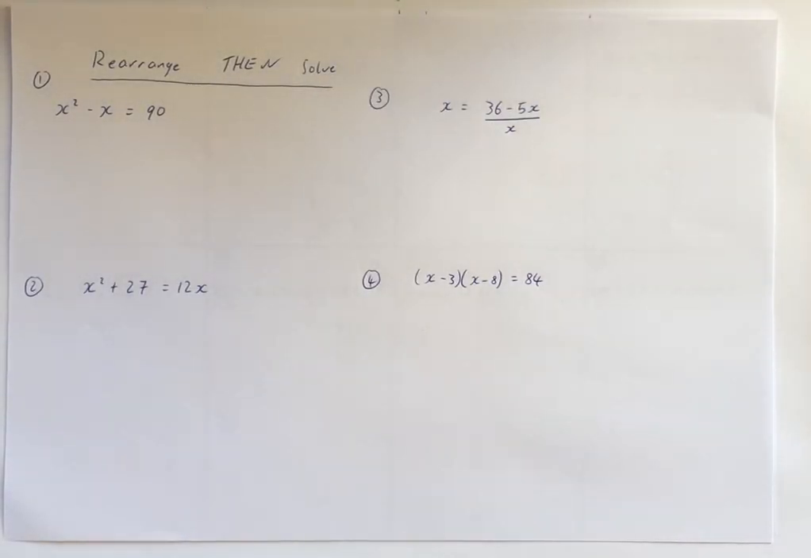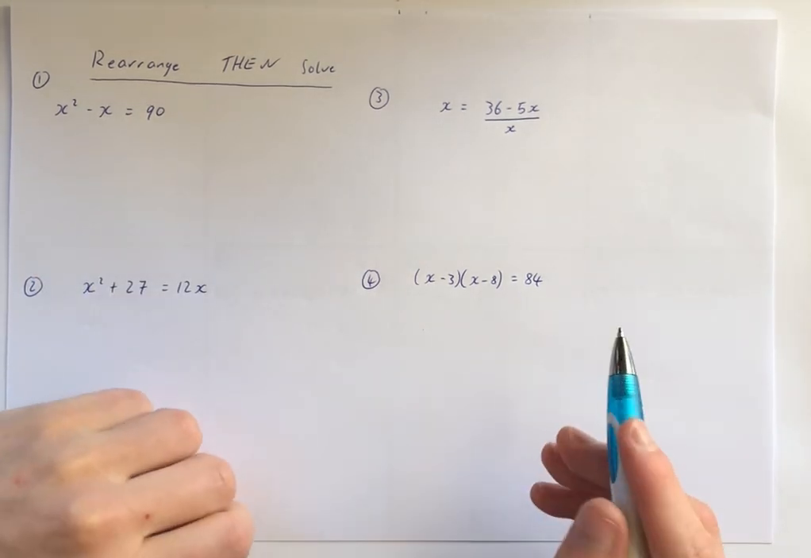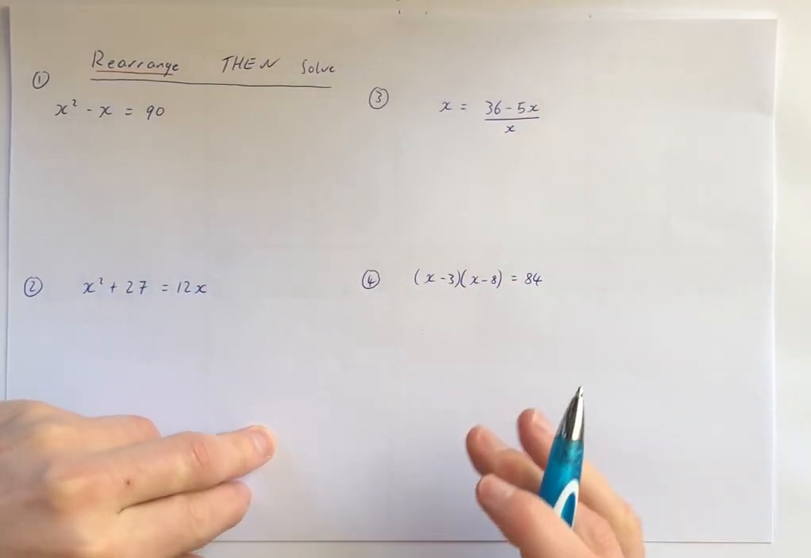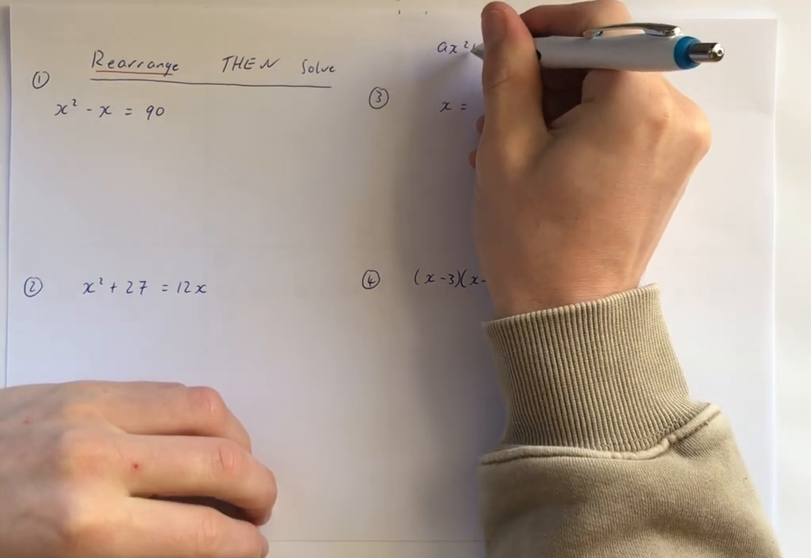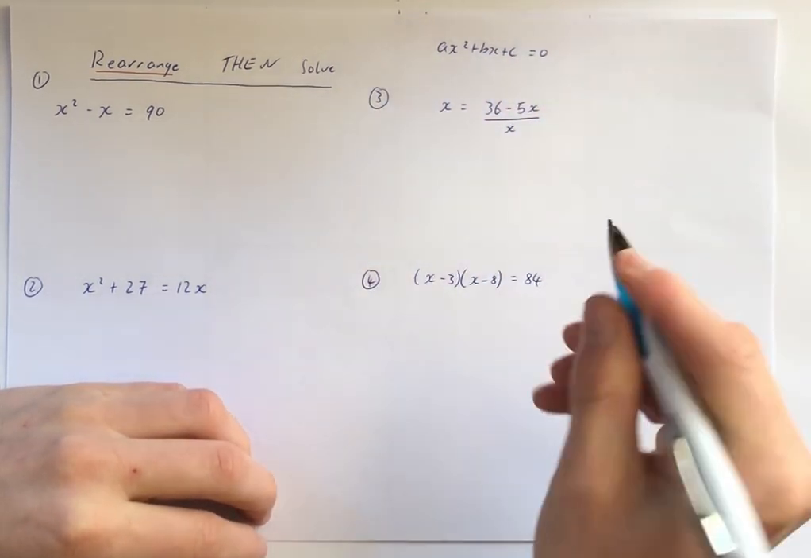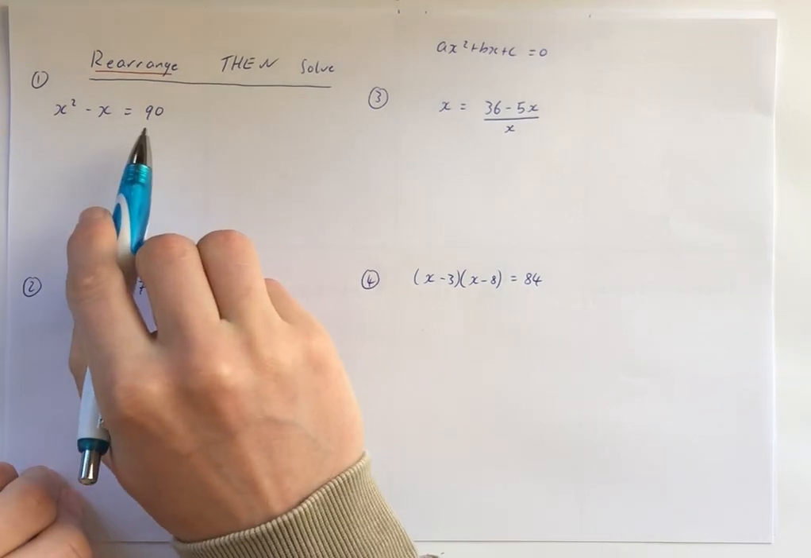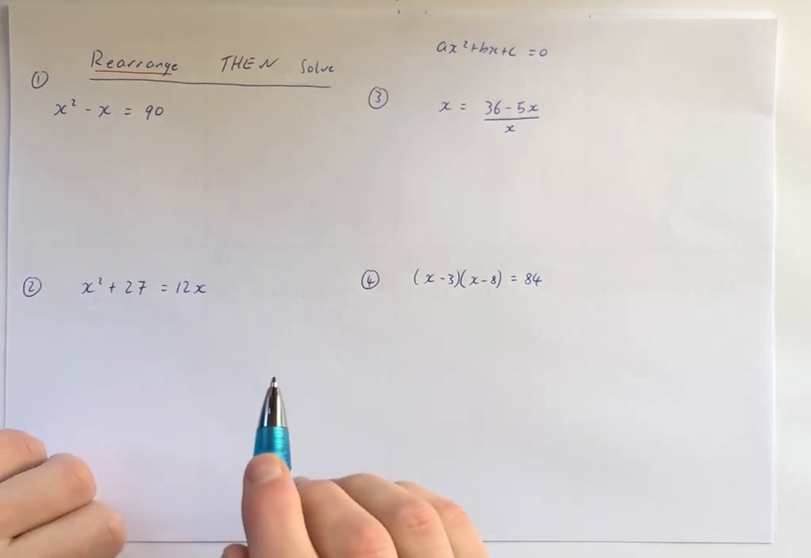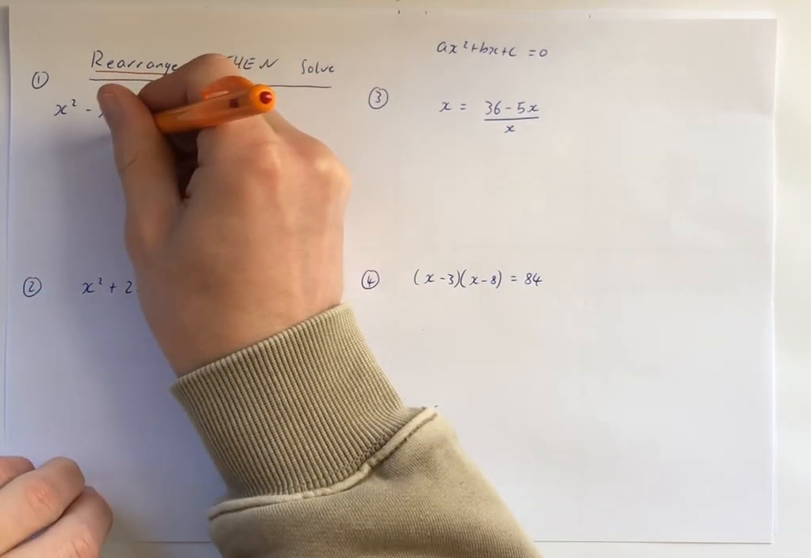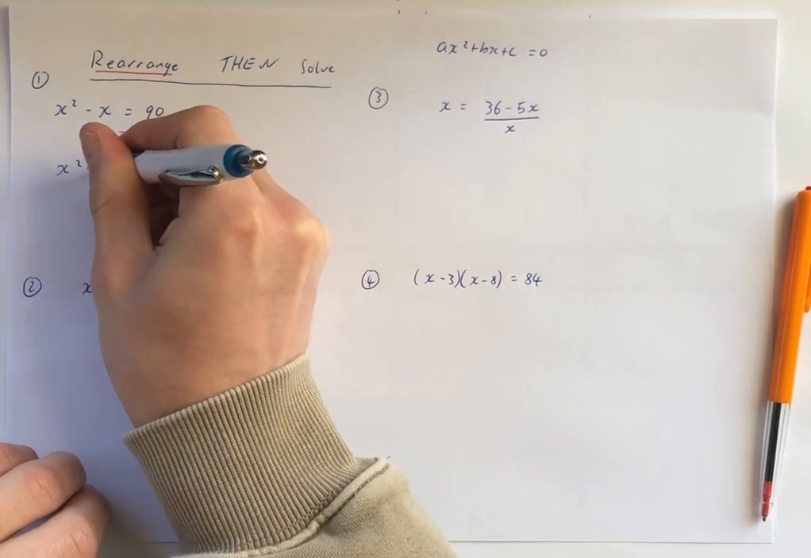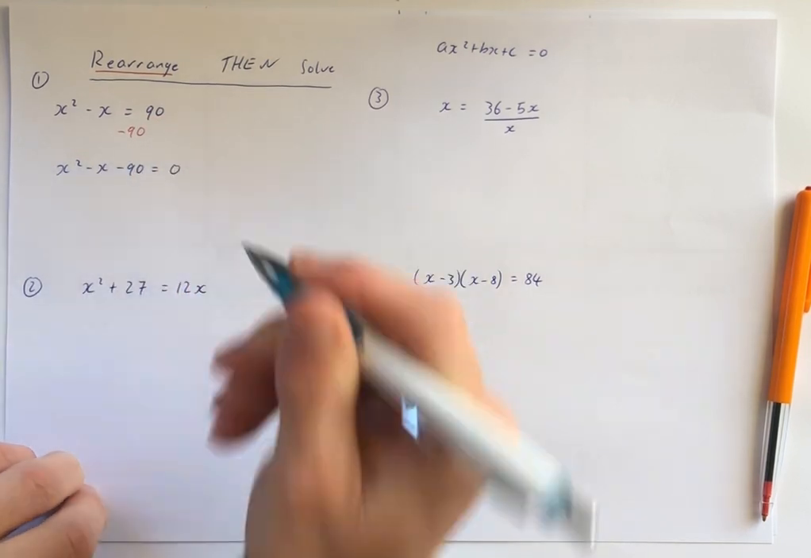Okay, I've got 4 examples here of quadratics that aren't equal to 0. So what we have to do is rearrange these equations first. We need them to be in this form basically every time. So we want them in the form of something x squared plus something x plus a constant. So this one's a nice simple one. How am I going to make this equal 0? Well, I'm going to have to subtract 90 off both sides. So x squared minus x minus 90 equals 0.